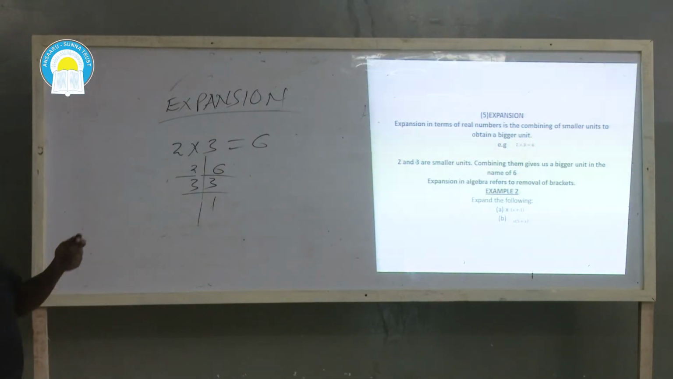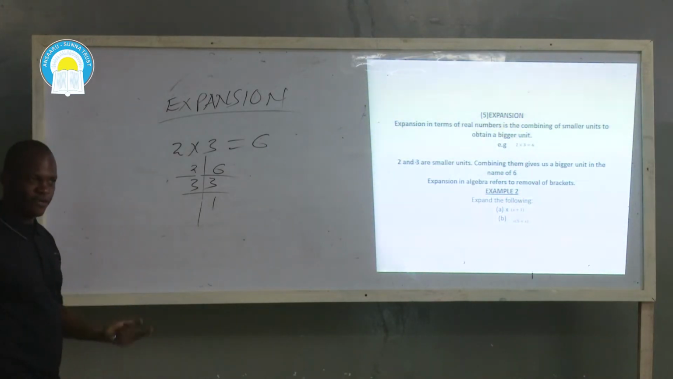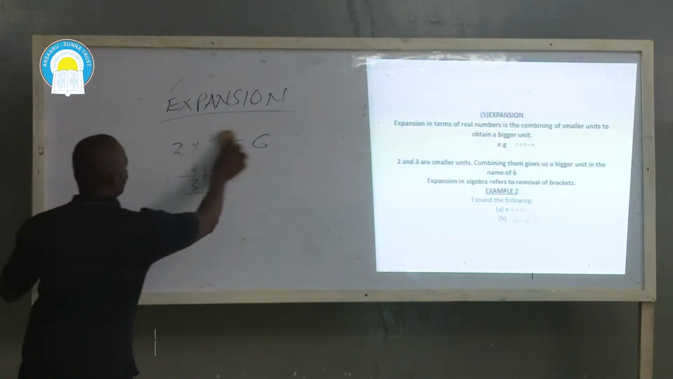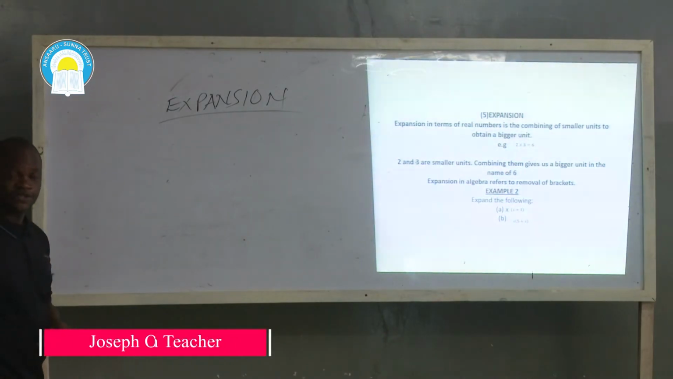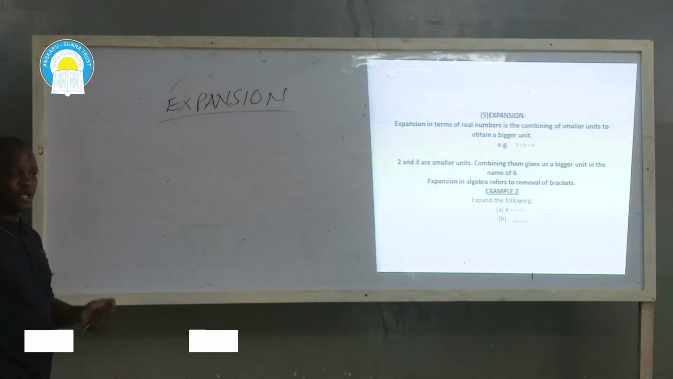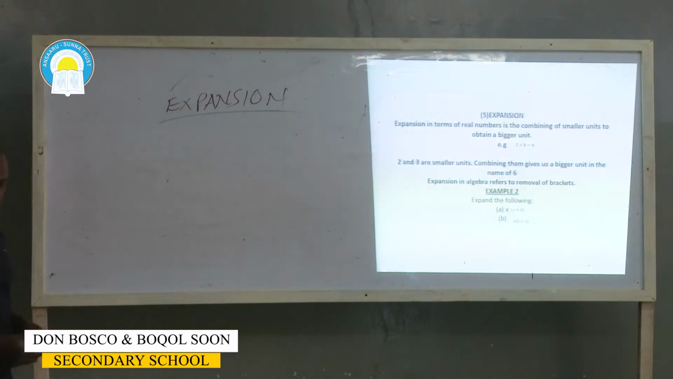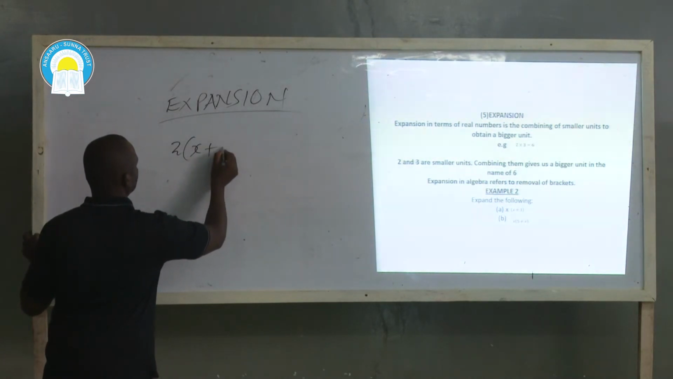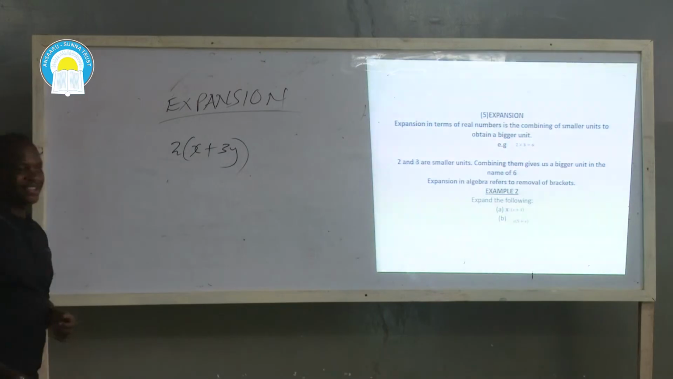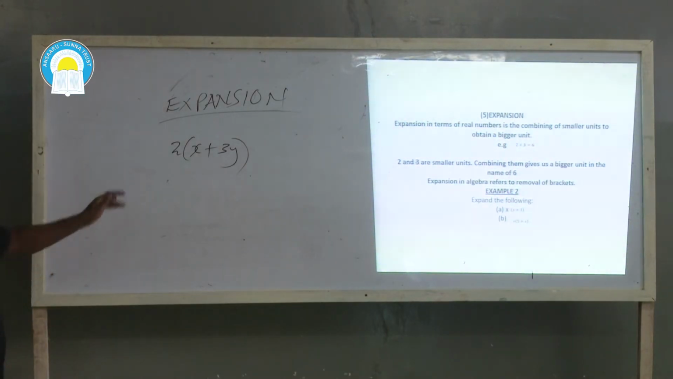I've given the first definition in terms of real numbers. Now, I want to give a definition in terms of algebraic expression. You can say expansion is the removal of brackets. So now we have issues of brackets. So expansion is the removal of brackets. An example, if you have 2 into x plus 3y. Now we have brackets there.